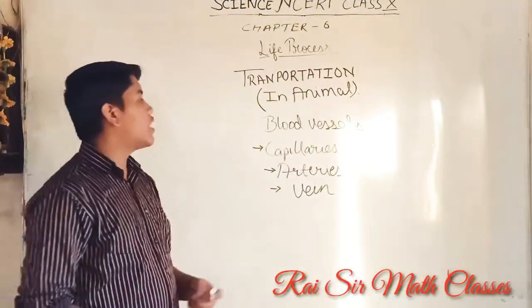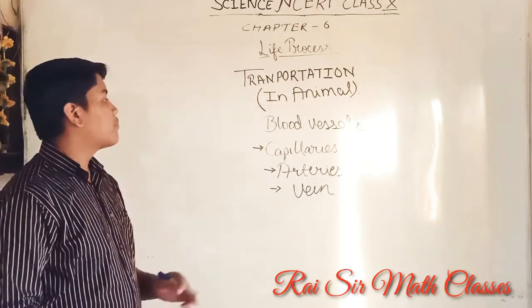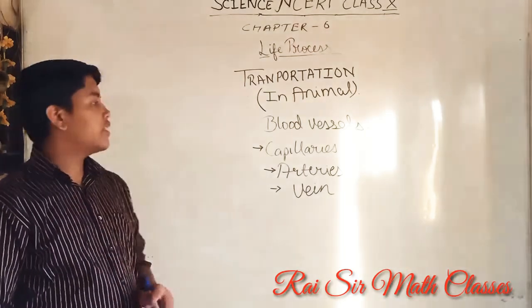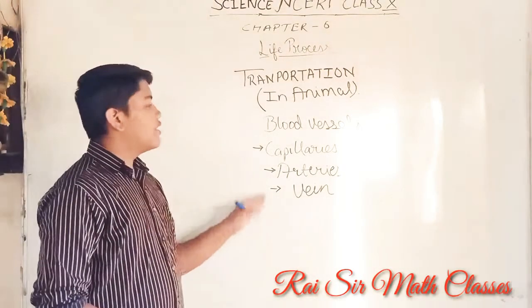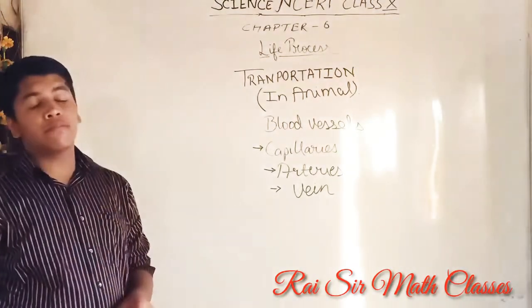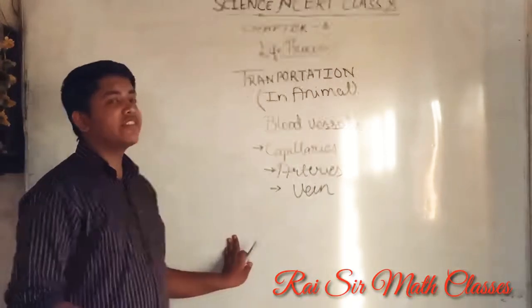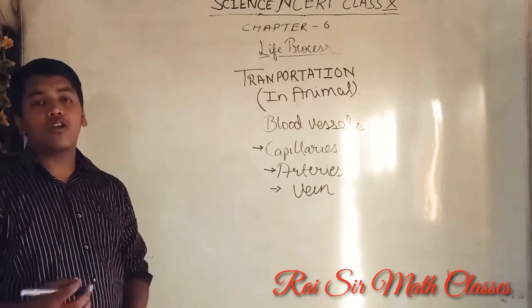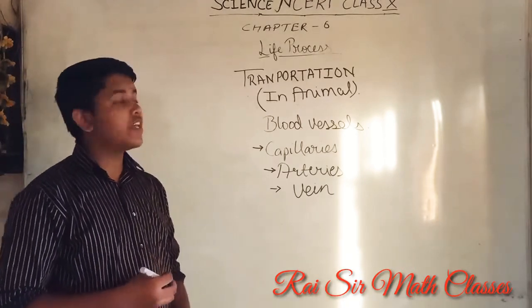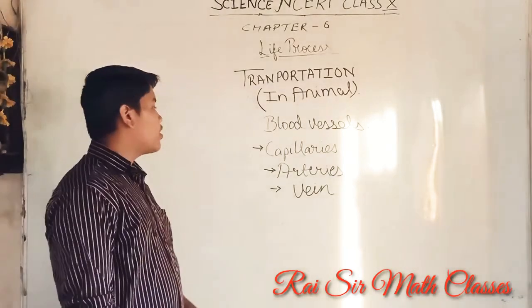Now we are going to start the second topic, that is blood vessels. In this we are going to learn about three subparts, called capillaries, arteries and veins. So what are blood vessels? Blood vessels are the organs, or we can say the parts of our body, that carry blood from the heart to another part of our body.